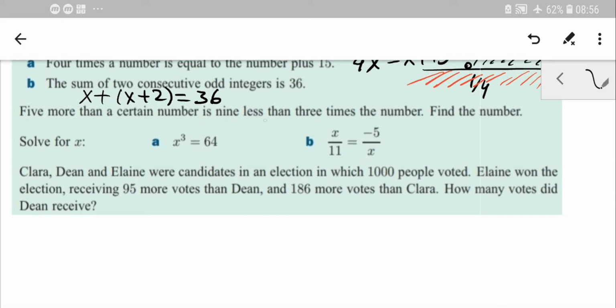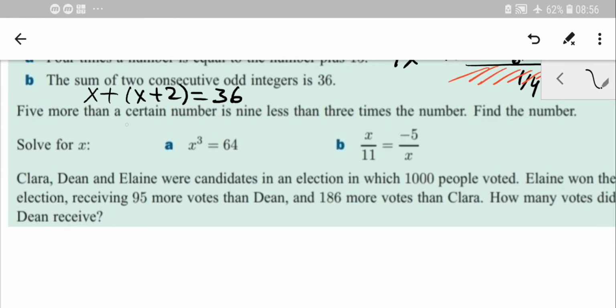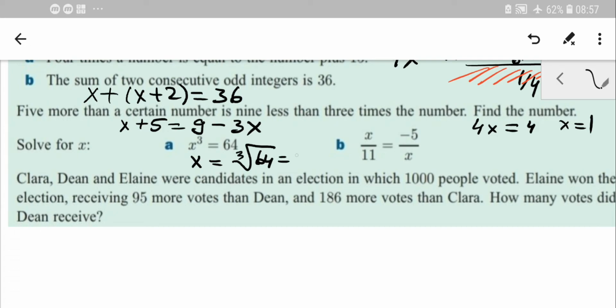5 more than a certain number is 9 less than 3 times the number; find the number. We can do the following: 5 more than a certain number, x plus 5, is 9 less than 3 times the number, 3x minus 9. So we can solve it quickly. We get 4x equals 64, so x is simply the cube root of 64, which is 4. 4 times 4 is 16, times 4 is 64. So the cube root of 64 is 4.